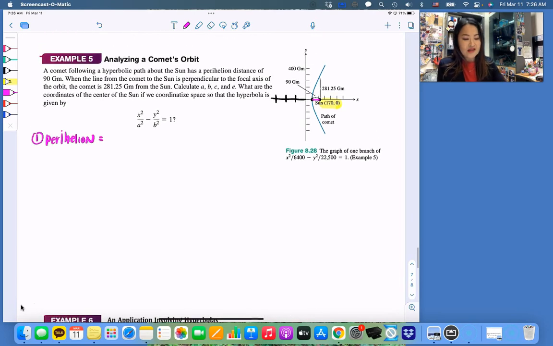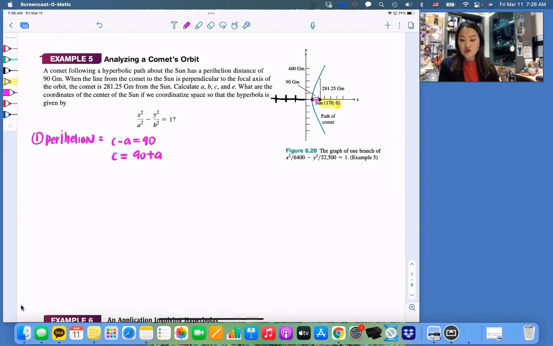And if you think about it, isn't this our A? Isn't this our A from the center? A, and this is our C. So how do you get that distance? Isn't it just C minus A? C is the longer distance, and A is where our perihelion is. And that's 90, which allows us to know that C is 90 plus A.